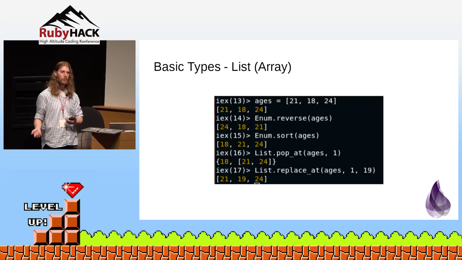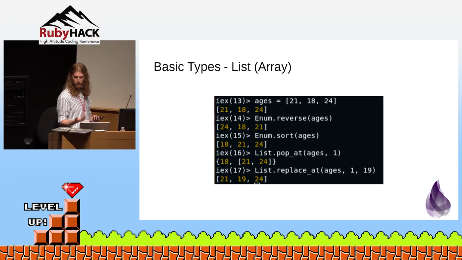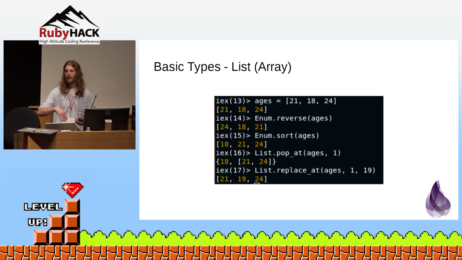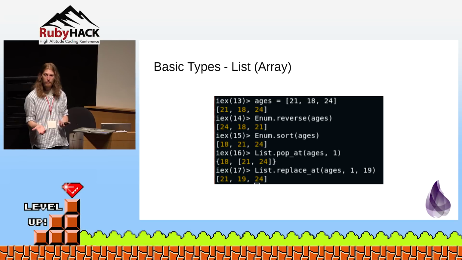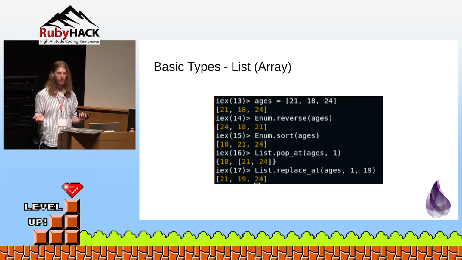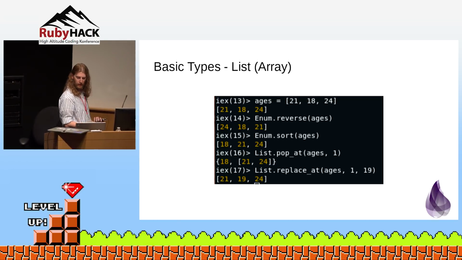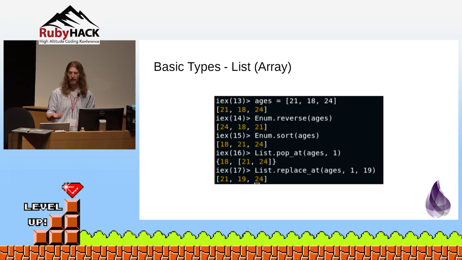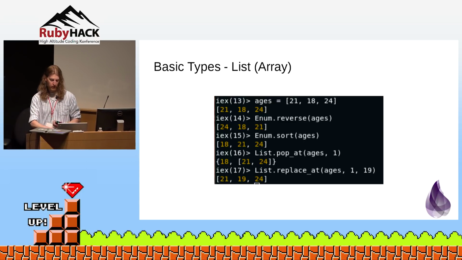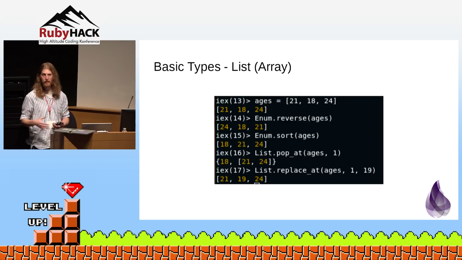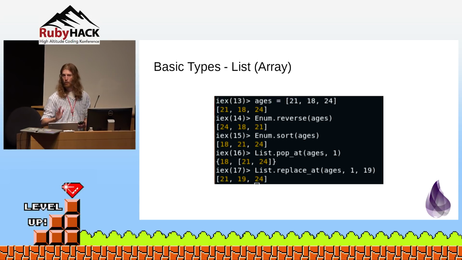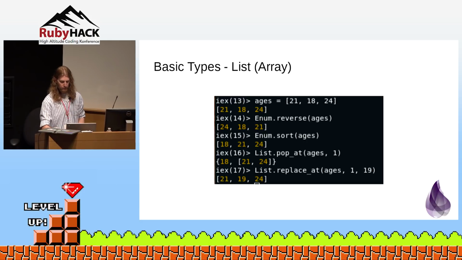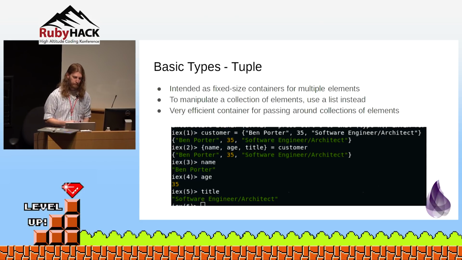The enum module is useful for any sort of data structure that you can enumerate, like maps and lists and stuff like that. But then there's also a list module for things that don't make sense necessarily in a map, but make perfect sense in a list, like pop at and replace at and things like that. So pretty straightforward. And also, I must say, the documentation for Elixir is phenomenal. It is really, really good, very approachable, so it's very easy to find what you need.